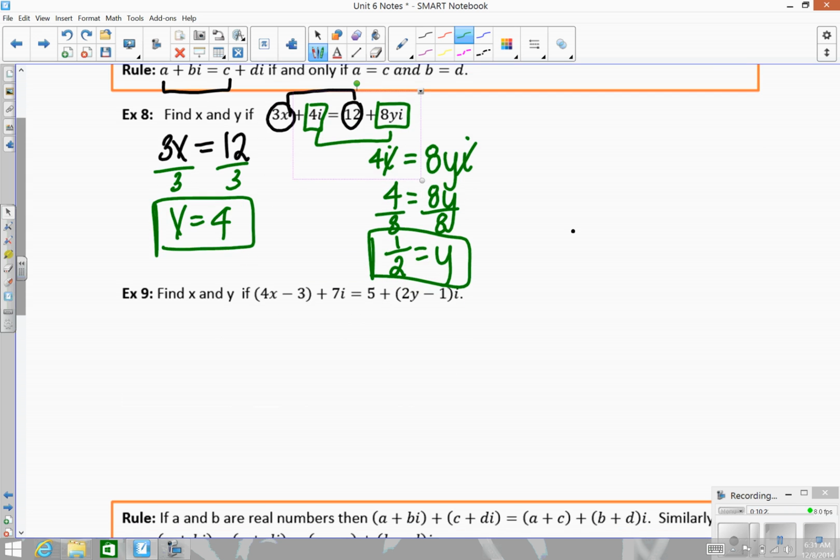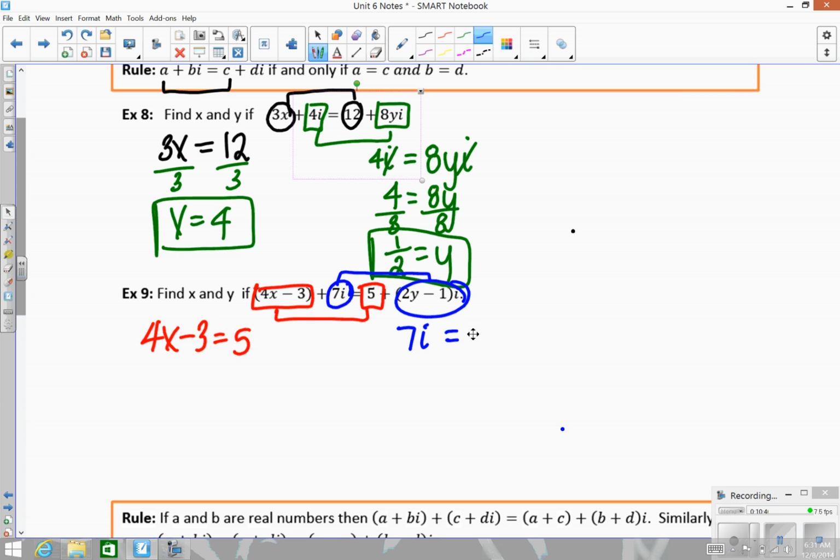Same thing for this example here. We want to find x and y if these two complex numbers are equal. So we have this section is equal to the real number section. So 4x minus 3 equals 5. And then we have the 7i equals the imaginary part of this one. So 7i equals 2y minus 1 times i. So again, I'm just going to get rid of the i's because they just cancel out. You divide them and they cancel out. i divided by i is just 1.